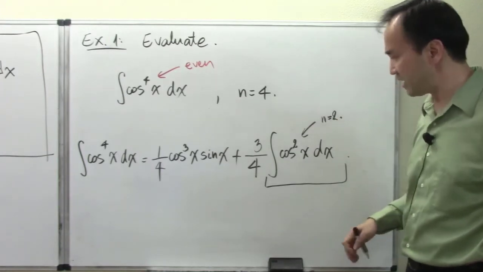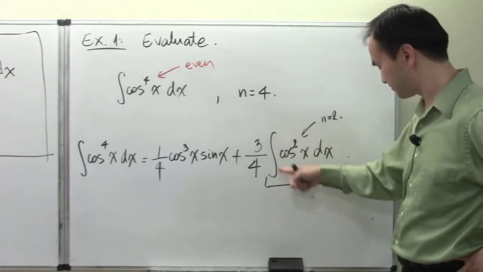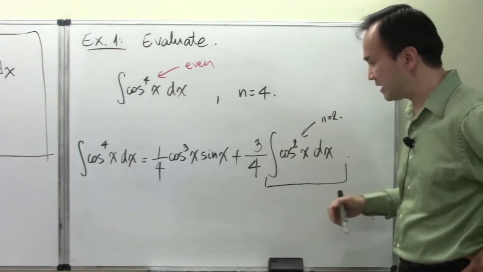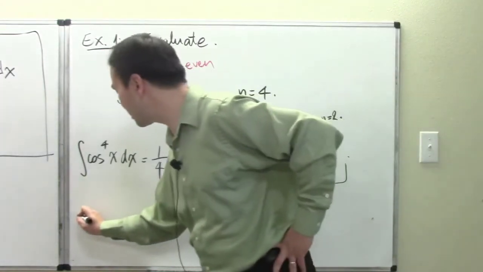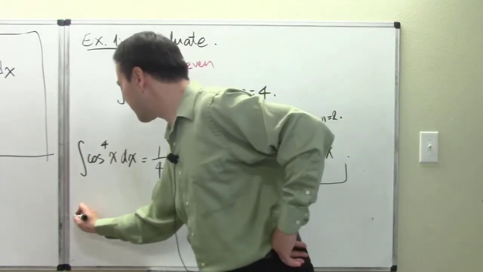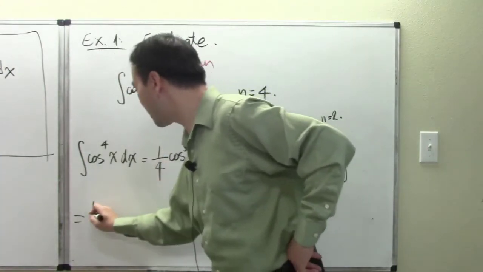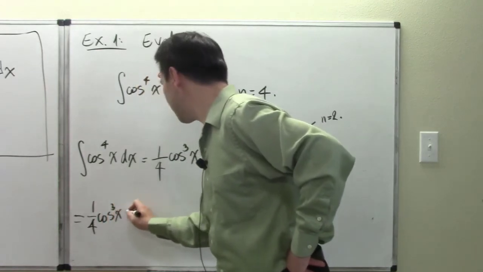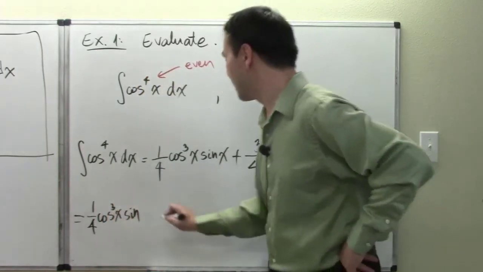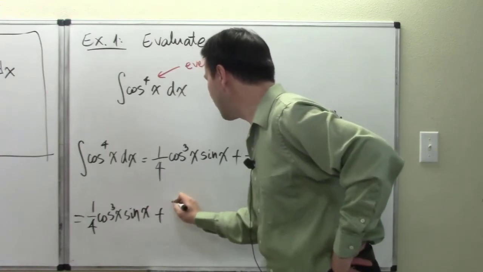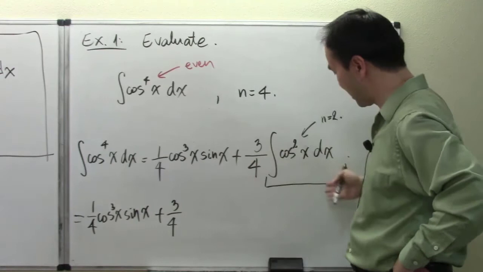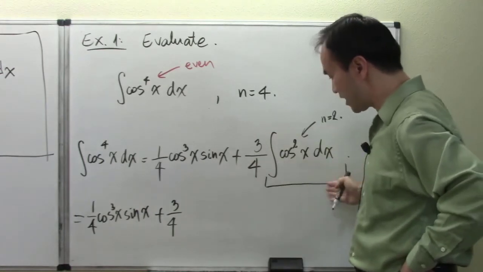Okay, then we can apply the reduction formula again right here on this one. So here's how my integral currently looks so far. The first term is 1/4 cosine cubed of x times sine of x. Okay, and then I'm going to add 3/4, but the entire 3/4 stays in front of this integral as a coefficient.